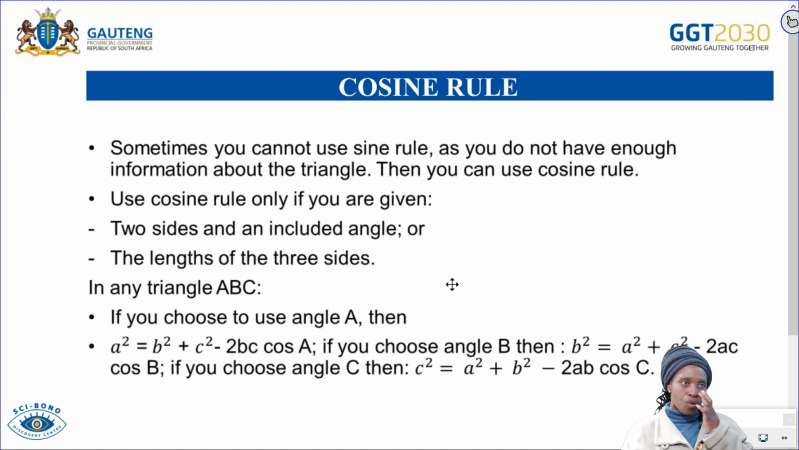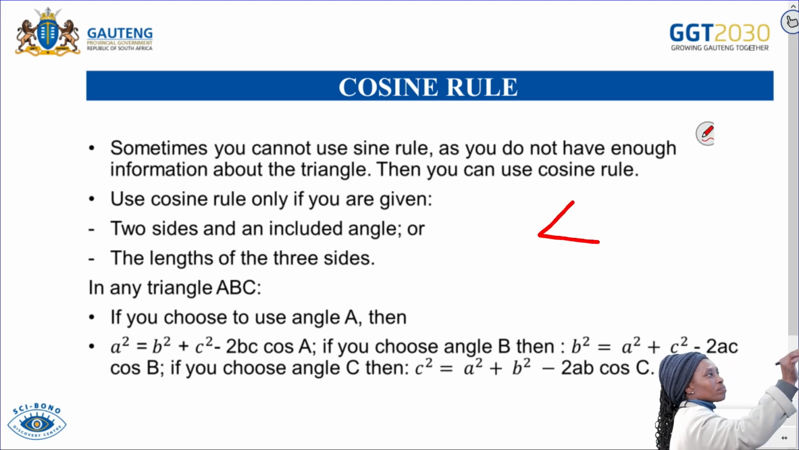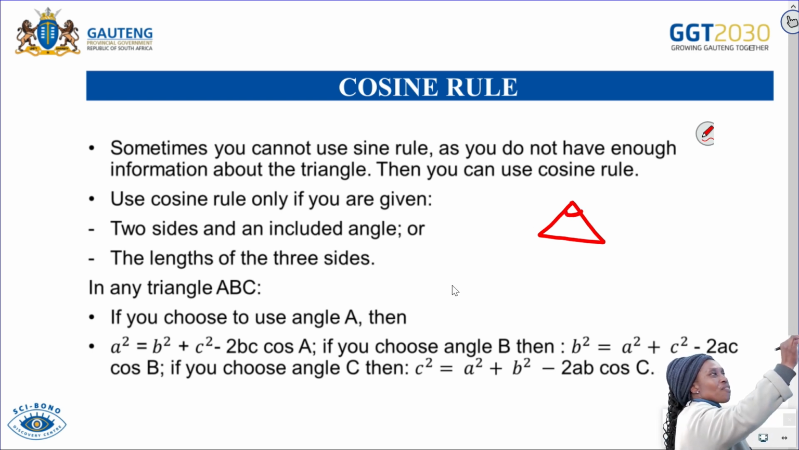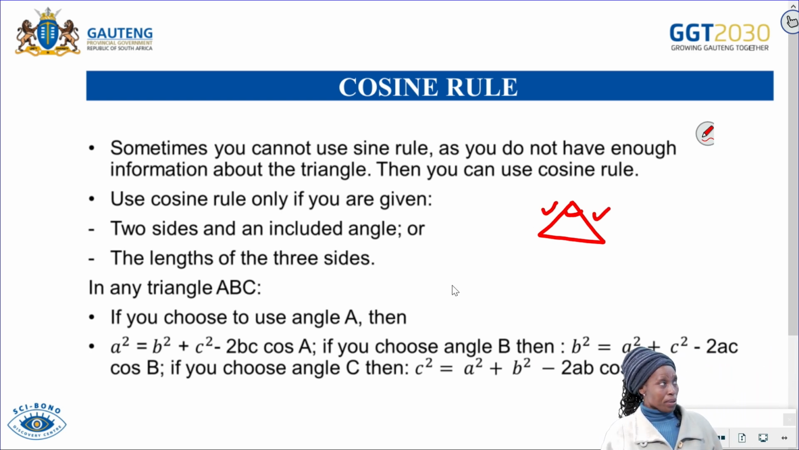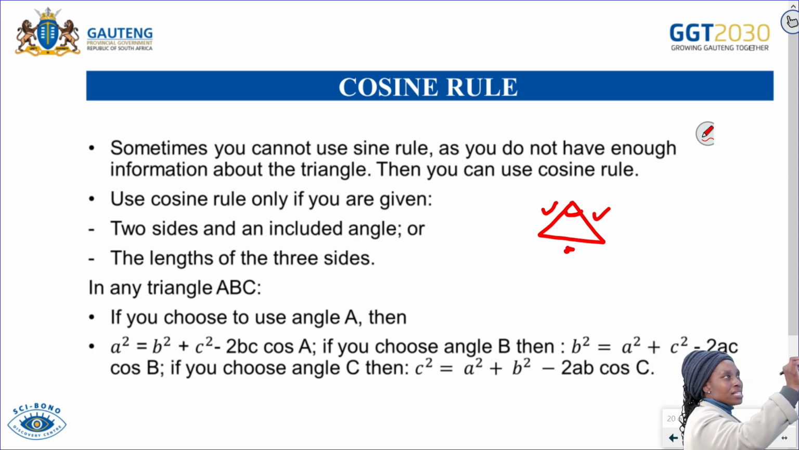Moving on to the cosine rule. It can be used when you are given two sides and the included angle. You are given the sides and the included angle, which means on your triangle, you must be given the two sides. Here is your triangle. On that triangle, the included angle is this one if I am given this side and that side, which means I am looking for this side.